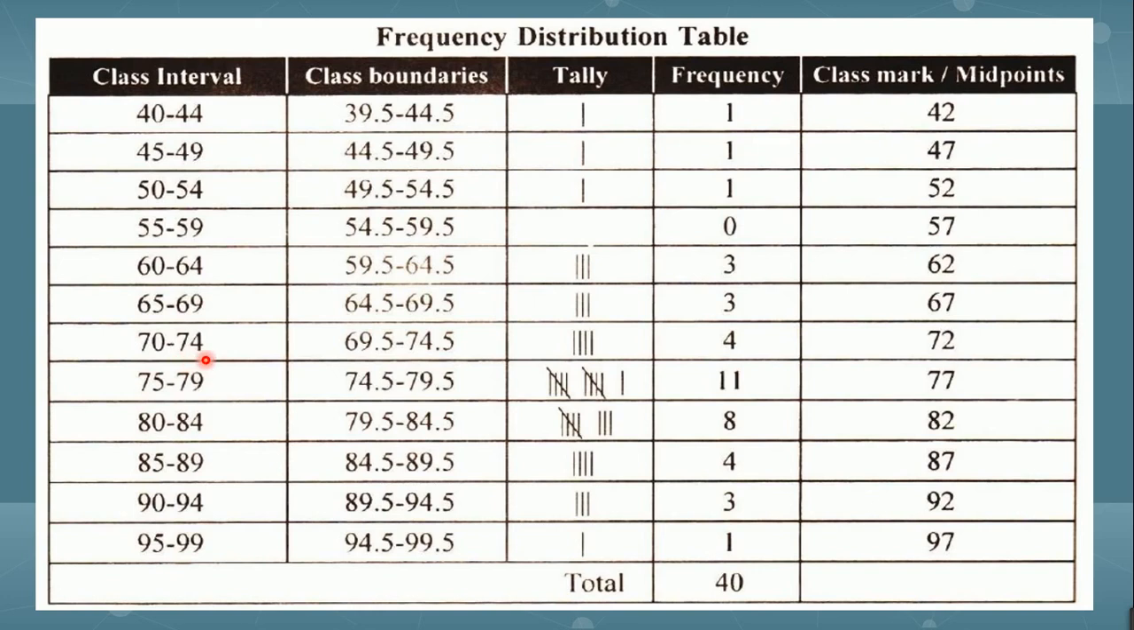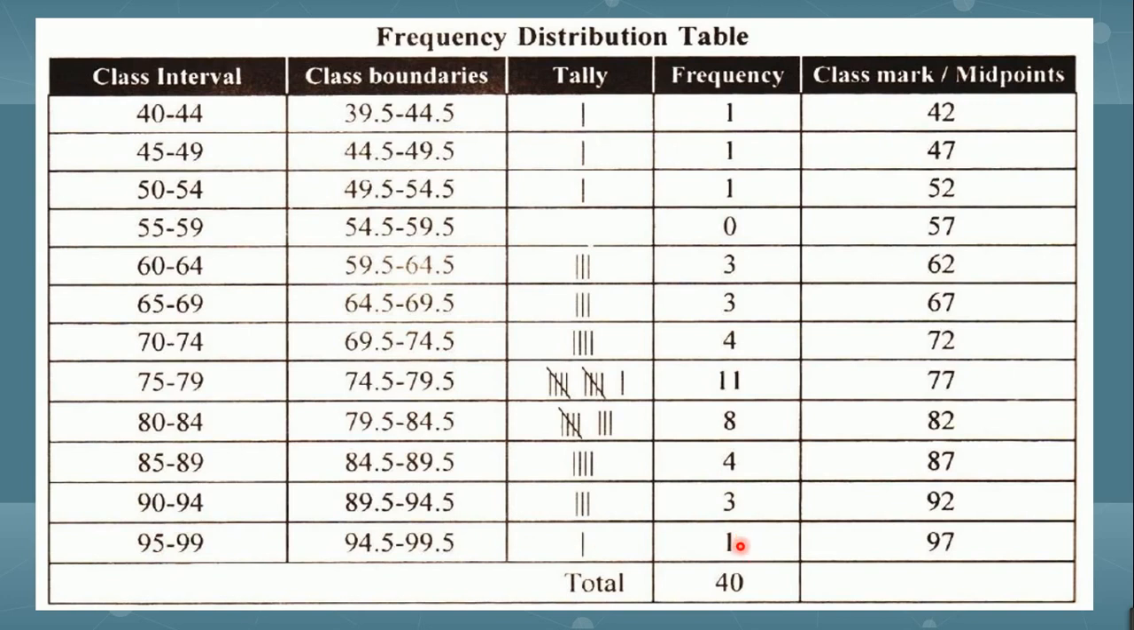70 to 74, there are 4 numbers, so its frequency will be 4. 75 to 79, there are 11 numbers, so its frequency will be 11. 80 to 84, there are 8 numbers, so its frequency will be 8. 85 to 89, there are 4 numbers, so its frequency will be 4. 90 to 94, there are 3 numbers, so its frequency will be 3. 95 to 99, there is only 1 number, so its frequency is 1.